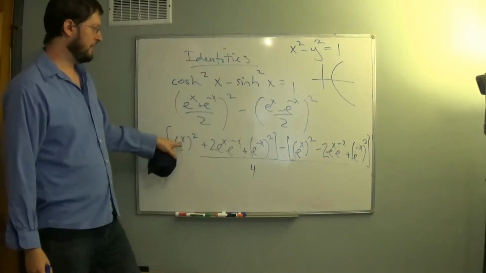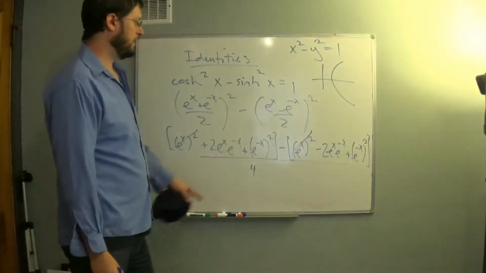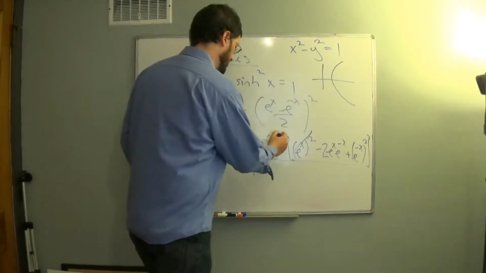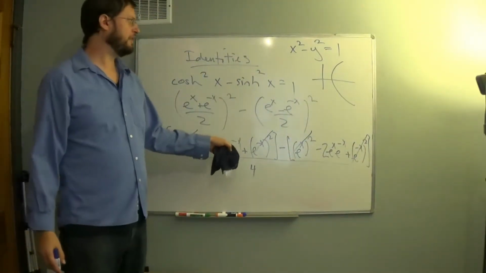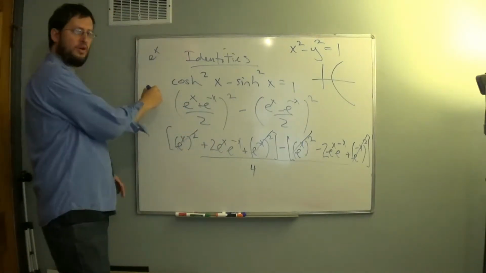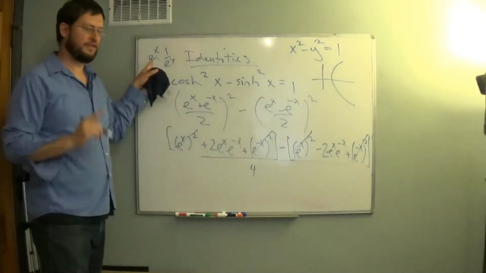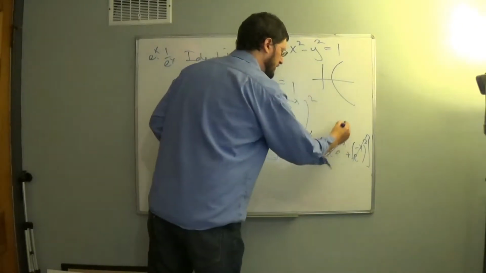e to the x squared minus e to the x squared cancels. e to the negative x squared minus e to the negative x squared cancels. e to the x times e to the negative x: well, e to the negative x is 1 over e to the x, so e to the x times e to the negative x is 1. So this is 1, this is 1.